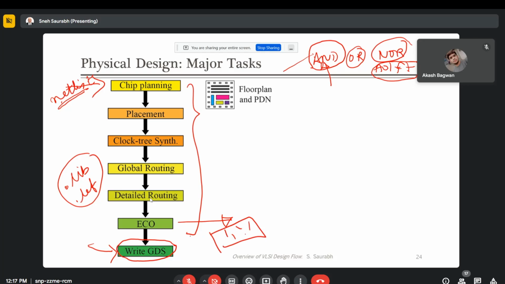And from the transistor layout, we'll get the patterns of rectangles and trapezium, which will be representing the transistors, and the layout in terms of rectangles and trapezium will be sent to the foundry for fabrication, and that is basically the GDSII.